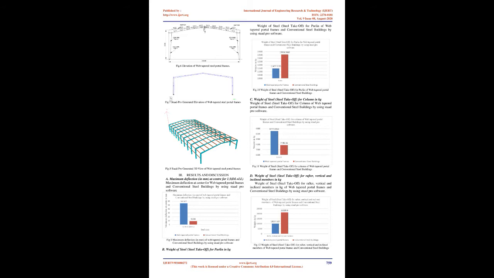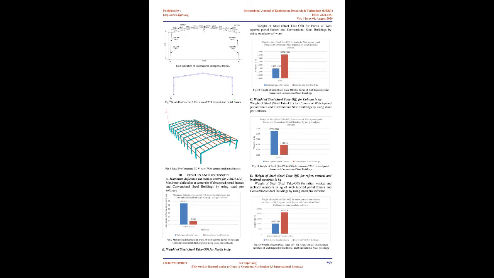In this project, range of spans will be decided for which web-tapered steel portal frames can be provided economically. A comparative study of web-tapered steel portal frames buildings and conventional steel building for spans 20 m is to be carried out. 1. Conventional steel building structure parameters. 2. Web-tapered portal frame structure parameters. 3. Results and discussion.